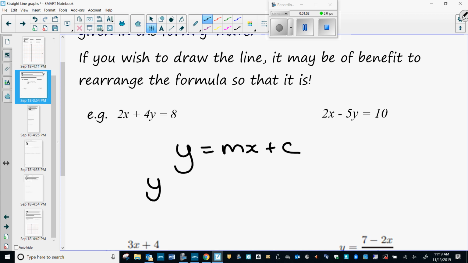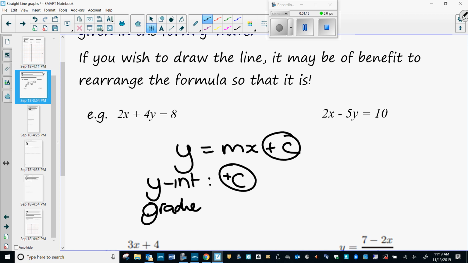Awesome. Now, which part tells us the y-intercept? C. This part, yes. So this is the C. And which part tells us the gradient? M. Okay. Good job. We know that if they're in this format, that they are what kinds of graphs? A straight line graph. Okay, perfect. What does y-intercept mean? Where it crosses over the y-axis. And which one's the y-axis? The vertical one. Oh my gosh, you're all wonderful.